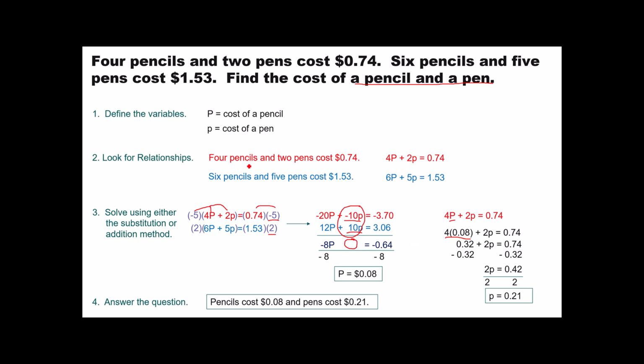Now, whenever I ask this question in class, I always end up with a student who has this question. Doesn't it say find the cost of a pencil and a pen? Yes, it does. You can possibly interpret this as asking what would the cost of one pencil and one pen be? If the pens are 21 cents and the pencils are 8 cents, you could make the argument that a pen and a pencil costs 29 cents. And you could have that as your final answer.